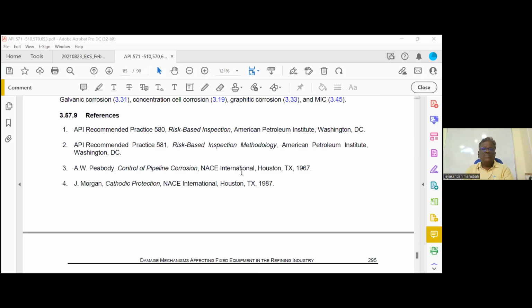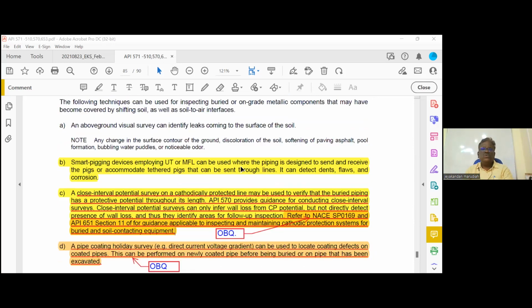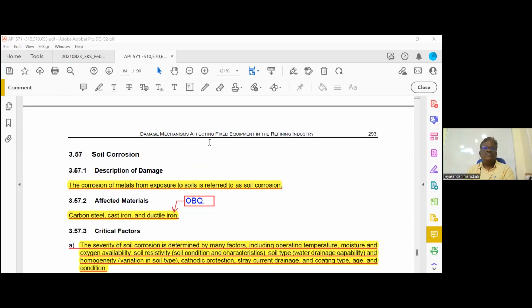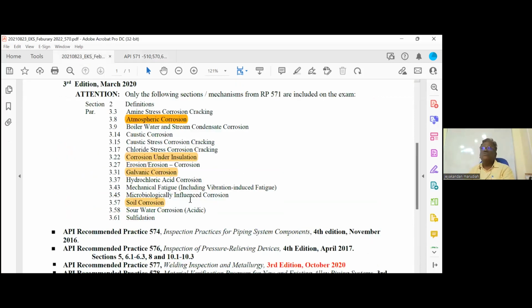Right, so how many questions did we mark here? 1, 2, 3, 4, 5, 6, 7, 8 questions. So we have completed the outside corrosion damage mechanisms. Now, the next ones are all inside corrosion only. So we will go from the starting and complete the stress corrosion cracking. Please take amine stress corrosion cracking, 3.3.